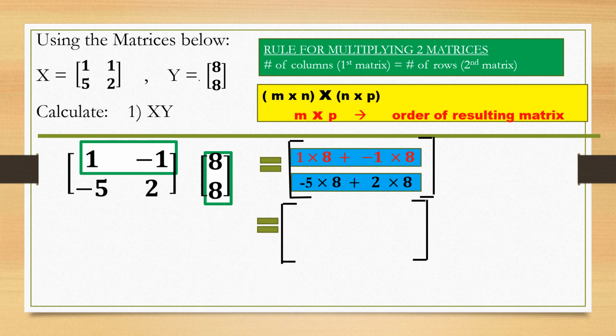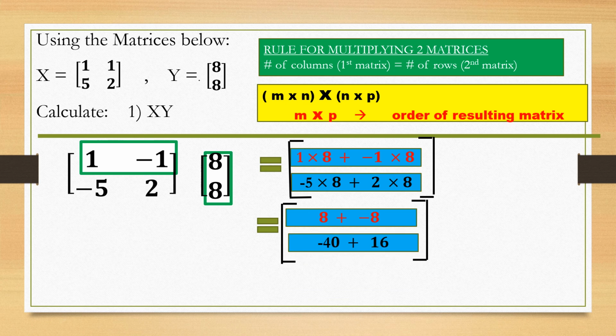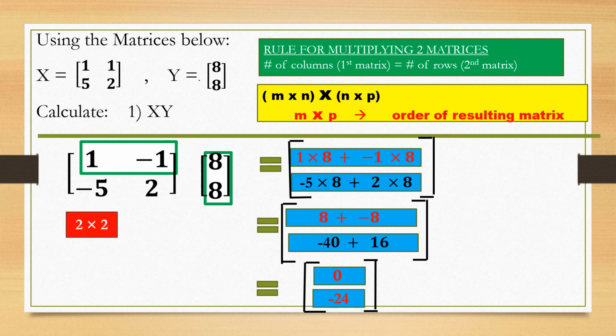And that is going to give us 1 times 8 is 8. And a negative 1 times 8 will give us a negative 8. Negative 5 times 8 is negative 40. Plus 2 8s are 16. We're going to get a total of 0. Negative 40 plus 16 is negative 24.